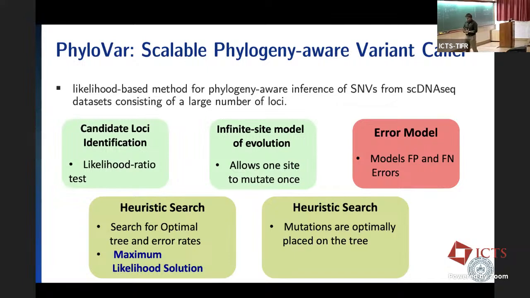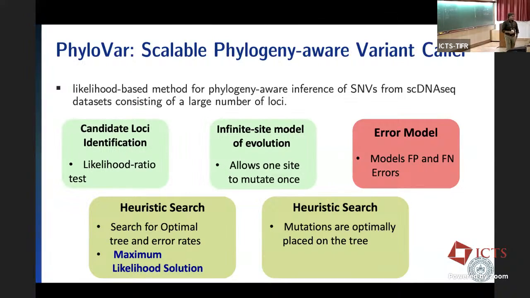First reason is that it's a simple model. What it is saying is that one site can mutate only once during the evolutionary course. Now, this may or may not be applicable in case of cancer, but we'll see that this is still a reasonable model. And what has been shown in literature is that the infinite sites model was being applied to study cancer evolution in multiple studies, okay? So that is our model of evolution.